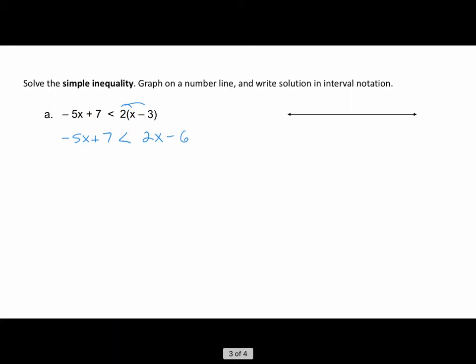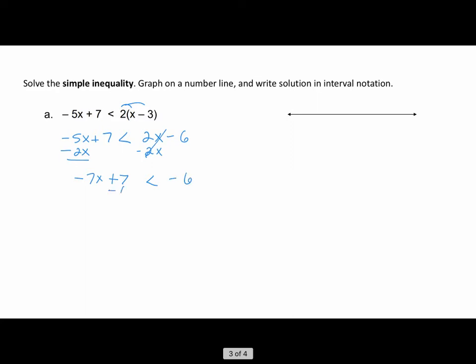Then I want my variable terms to be on the same side, so I'm going to subtract 2x from both sides. Then I'll have negative 7x plus 7 on the left side, and minus 6 on the right side.